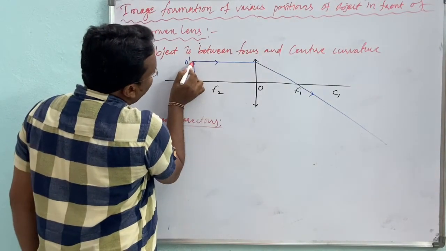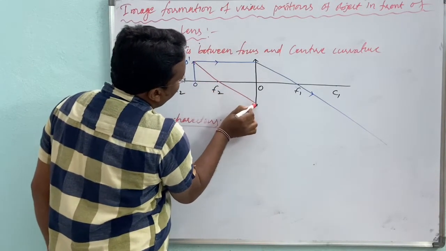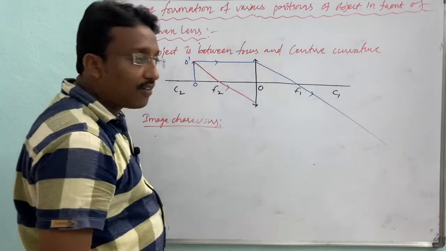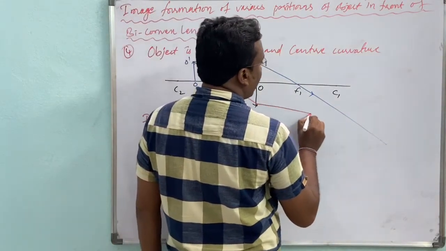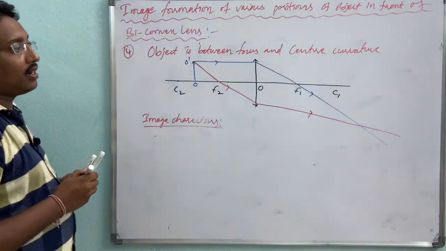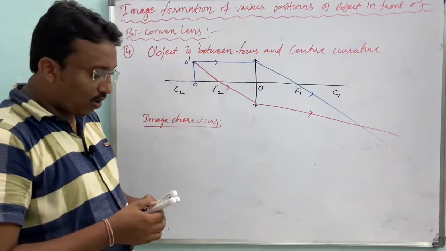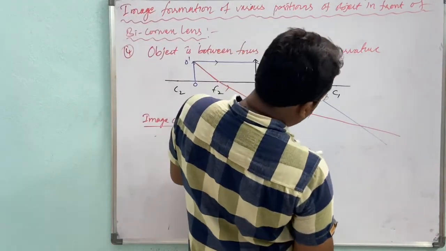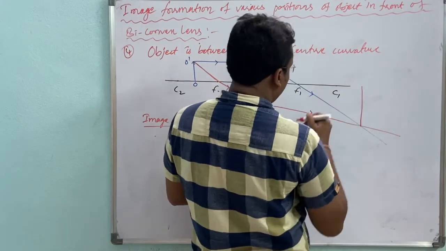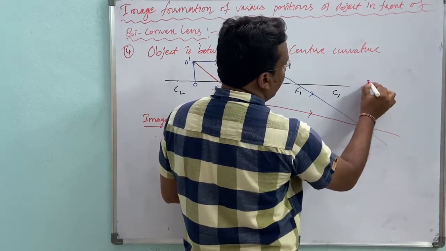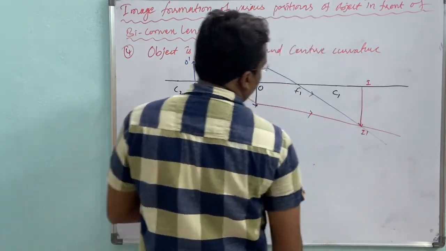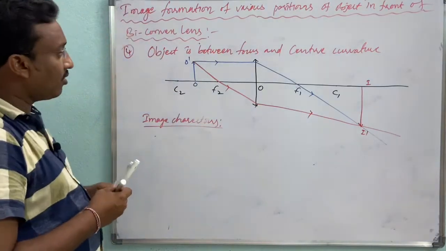What is the second rule? If the incident ray passes through the focus, after refraction it passes parallel to the principal axis. Draw it parallel to the principal axis. Then draw the normal towards the principal axis, and it gives the image. Got it? Here I use two rules.